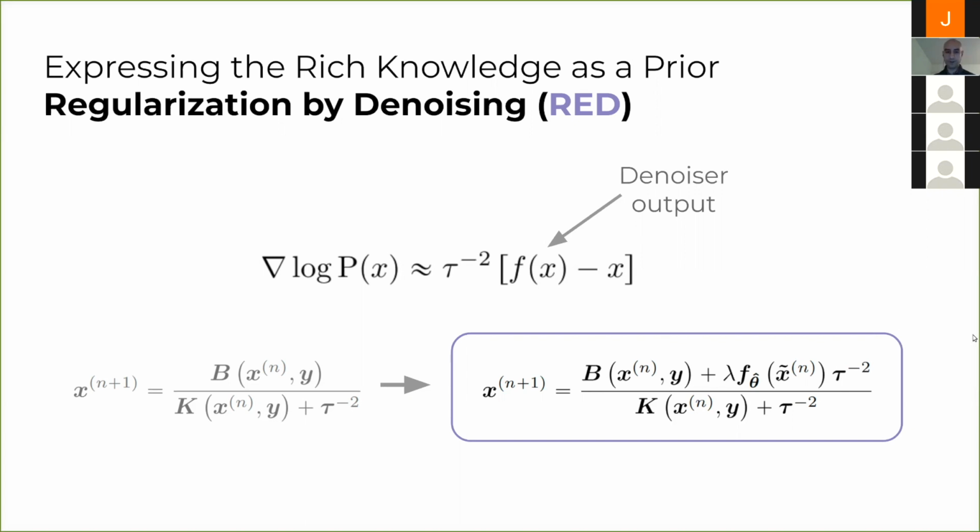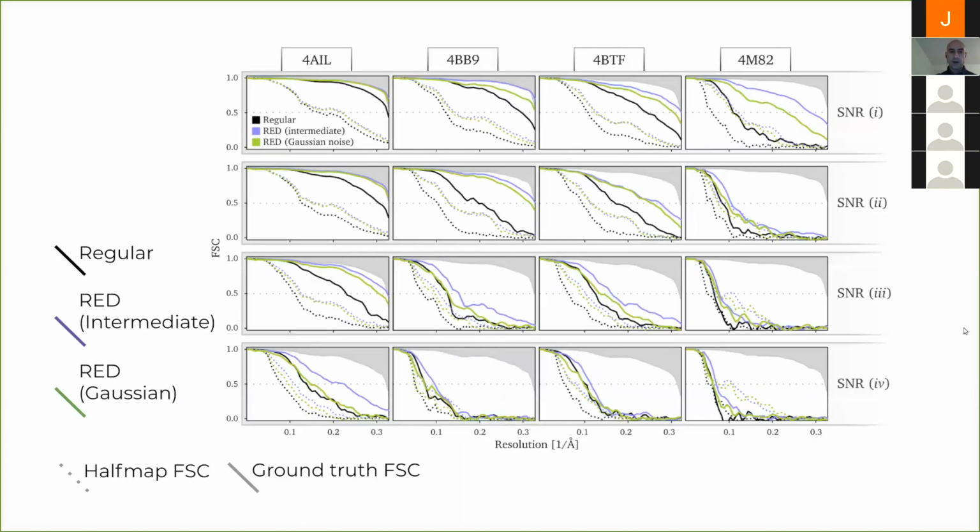And these are some of the results. Now, if you train a denoiser using Gaussian noise, if you just apply Gaussian noise to it, you get something that looks like the green curve here. And there are a lot of curves here, so let me just go through that. The columns here are different PDB models. This is simulated data. And the rows are different SNR levels.